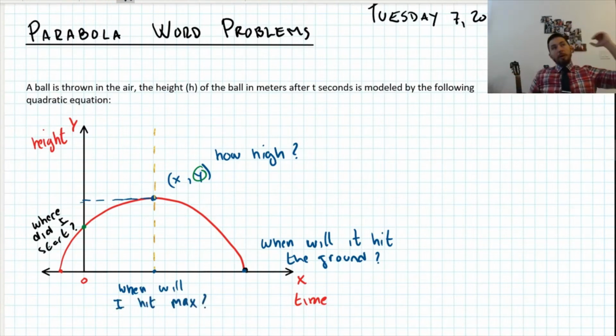Right? So again, when will I reach the highest possible value? When will I make the most money? When will my savings be at the top? When will my ball reach its highest point? And those are the four main questions that you're going to be asked.